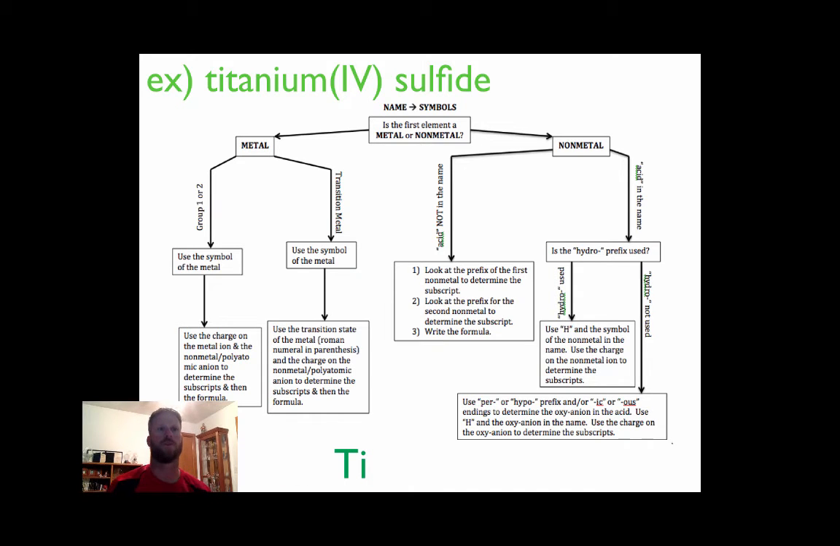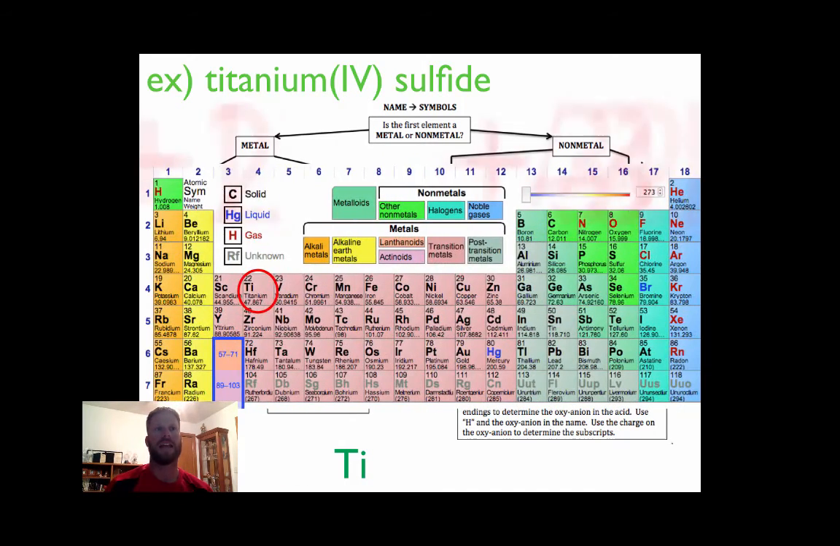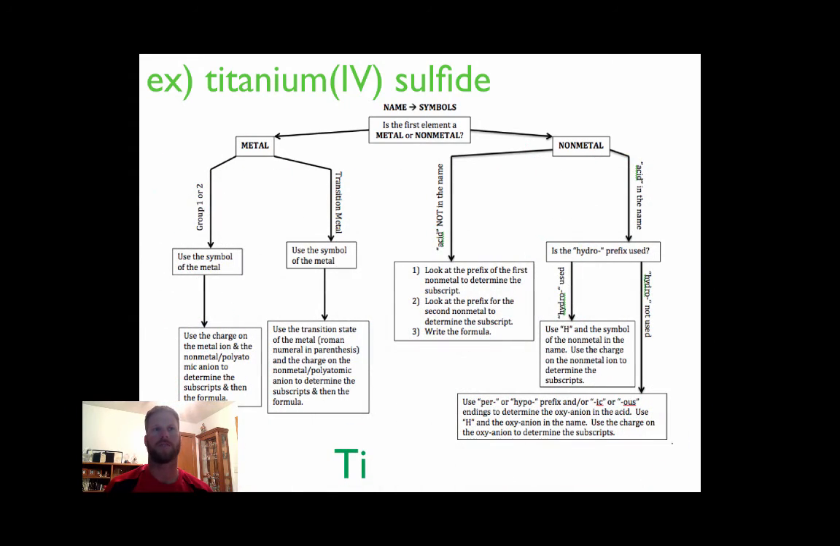Now we have to figure out what sulfide is. An IDE ending tells us that sulfide comes from the element sulfur. Once again, an ATE or an ITE ending would tell us we are dealing with a polyatomic ion. So we have to use the charges on the ions to figure out the final formula for the compound.